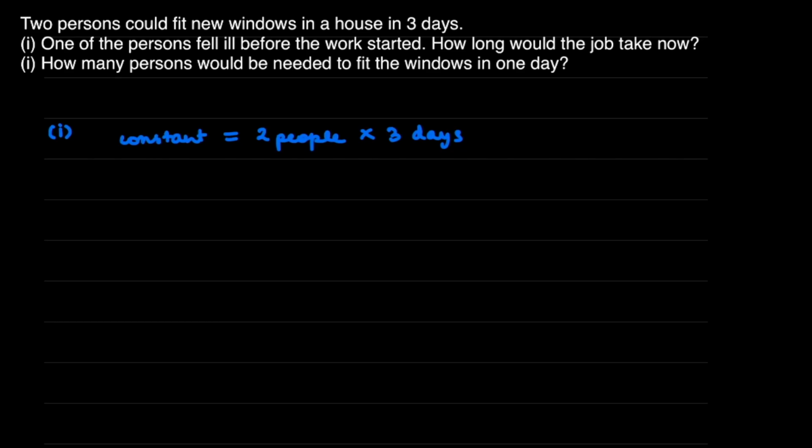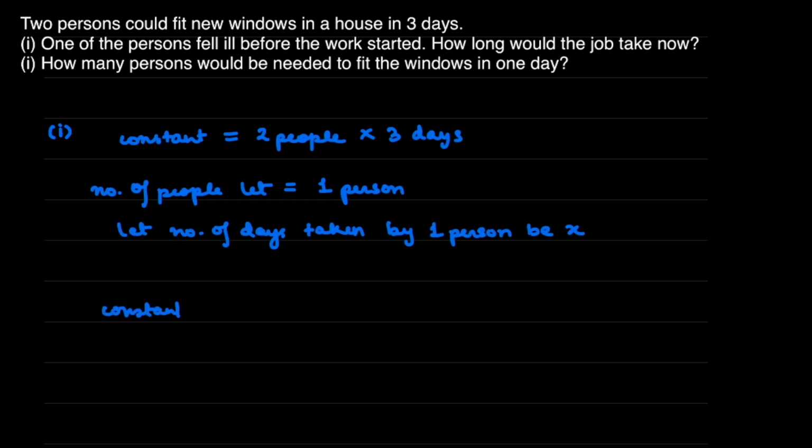So in the first scenario, one person fell ill. So the number of people left to do the work is one person. And that will again link to the constant. So let the number of days be x. So we'll have constant equal two people into 3 days equal to one person into x days. We'll solve for x, and x comes out to be 6 days.